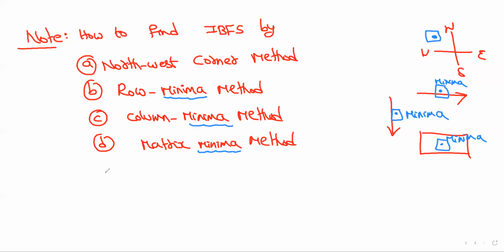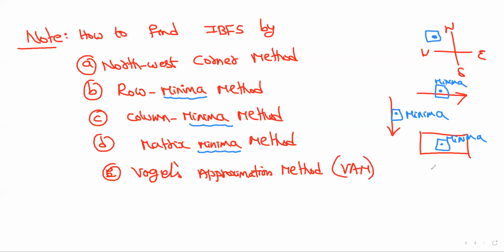And last one we have Vogel's approximation method. We call it VAM. In Vogel's approximation method, we have to give preference for highest penalty. Highest penalty, row or column will be there, corresponding least cost.